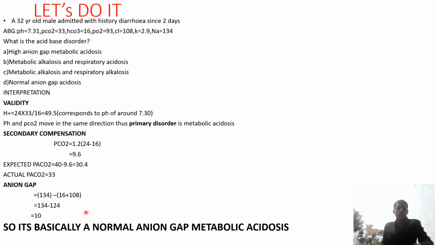Then we will calculate the anion gap. It is 10. So we take the normal anion gap, 5 to 15 is normal, so it's basically a normal anion gap metabolic acidosis.